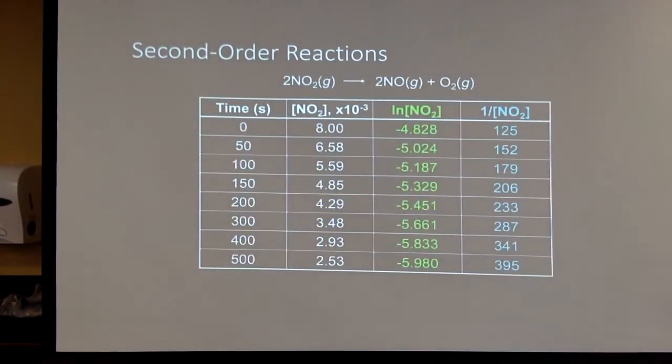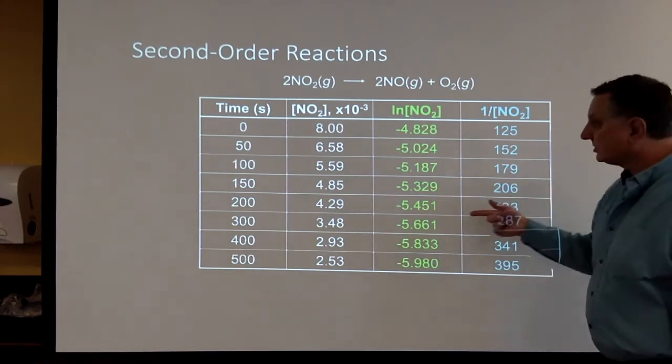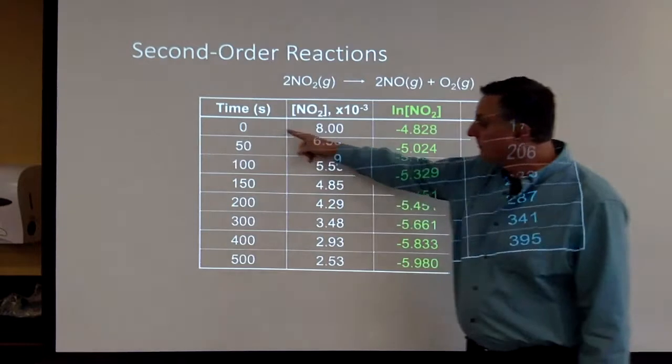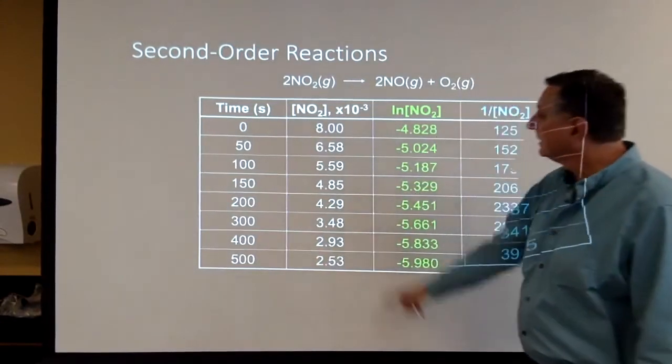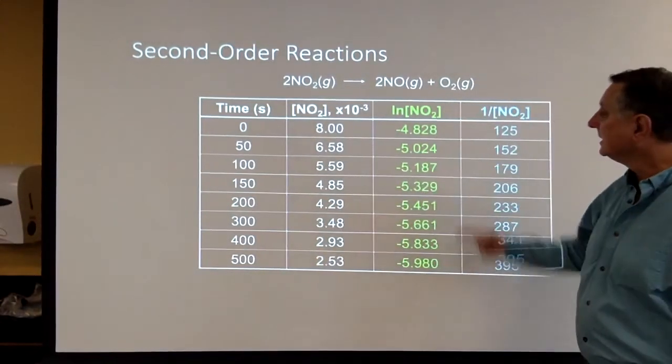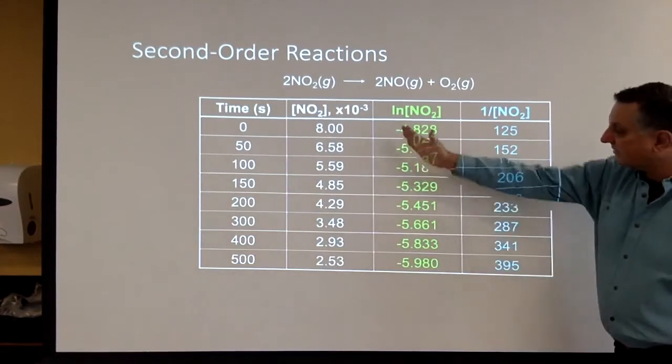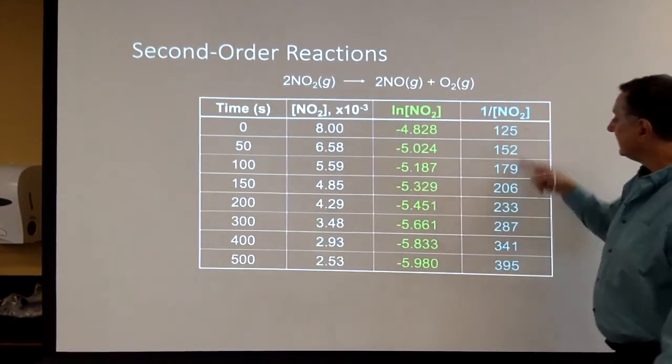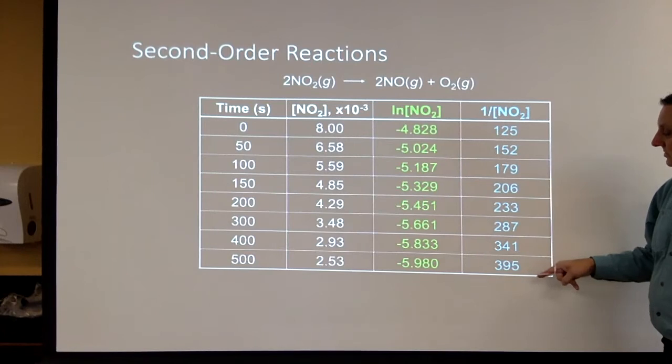Okay, so here's an example of data, the data that just went into the plot that I just showed you. Here's time, concentration, natural log of concentration. That gave us the line with a little bit of curvature, and then this gave us that beautifully straight line.